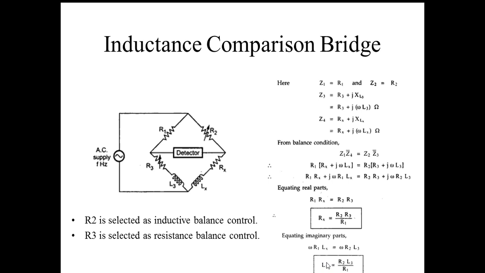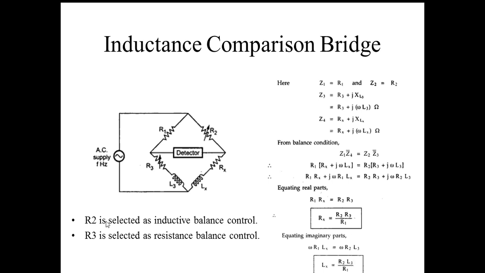Inductance basically. So L is inductance. So unknown resistance would be calculated in terms of the known or the standard resistances. That is your R2, R3 by R1. Whereas your unknown inductance would be in terms of your standard inductance, which is known to us. So R2 by R1 would remain the same. Instead of R3, L3 would come.